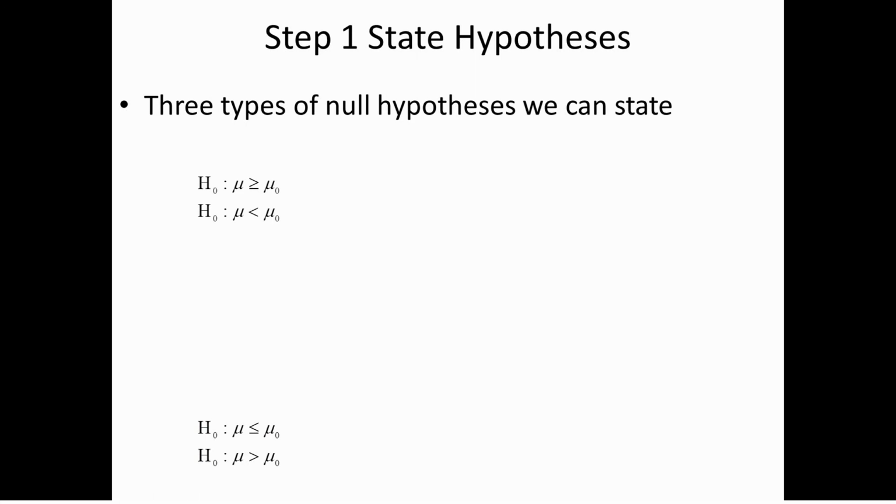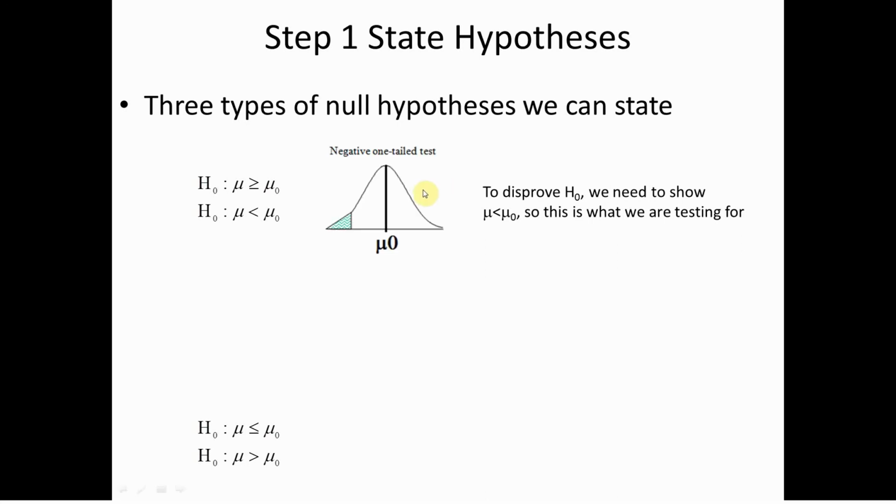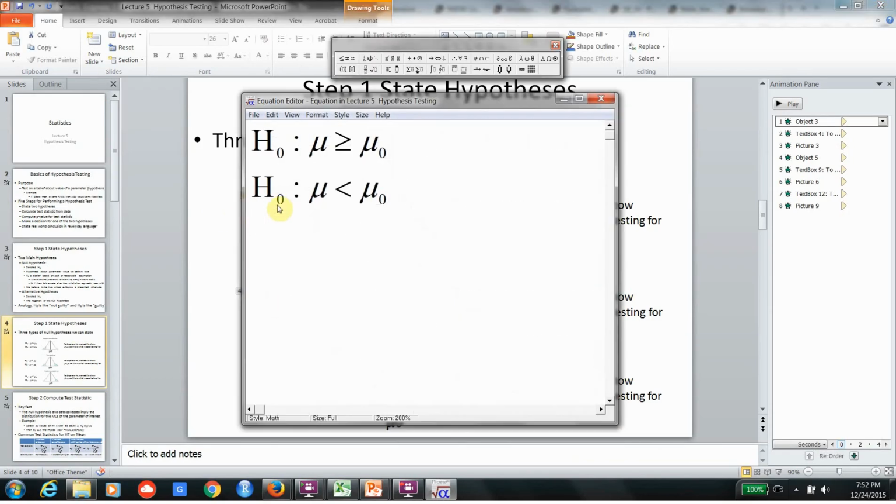First, we can look at the null hypothesis that the mean is greater than some value. So mu sub 0 is the hypothesized value. So this is the hypothesis that the mean is greater than some value. Okay? So what do we need to disprove this? Well, we need to show that the mean is a lot less than mu naught, right? So we're doing what's called a negative one-tailed test or left-tailed test. In other words, in order to disprove the null hypothesis, and this should be alternative, this should be H sub 1.